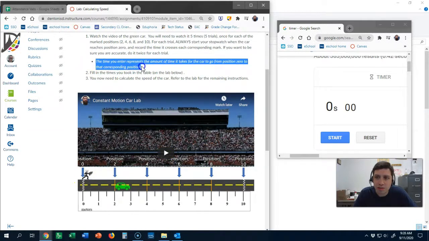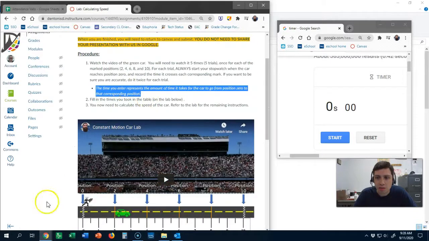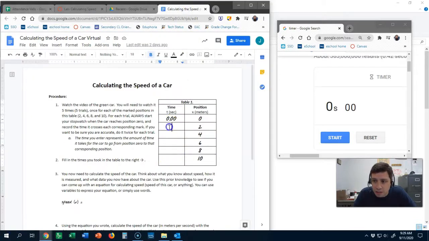The time you enter in that table represents the amount of time it takes for the car to go from 0 to that corresponding position. The times that you take would be typed in here, and this time represents the amount of time it takes the car to go from 0 to 2. This time is the amount of time it takes to go from 0 to 4. So each of these should be a snapshot of where the stopwatch would be when the car is at that position, having started at position 0 every time.